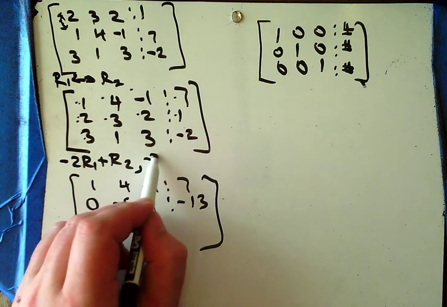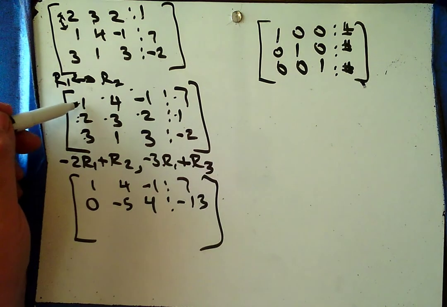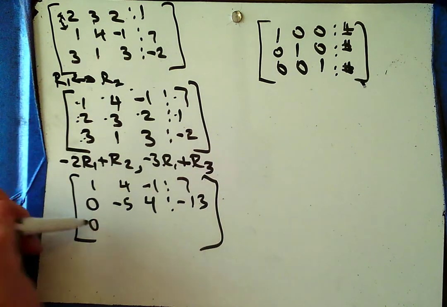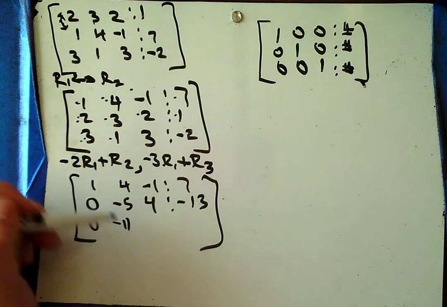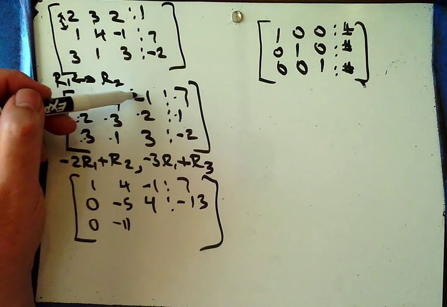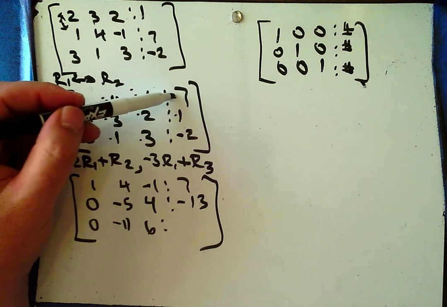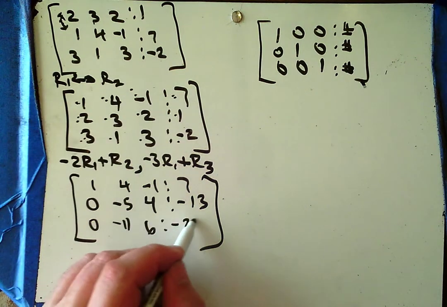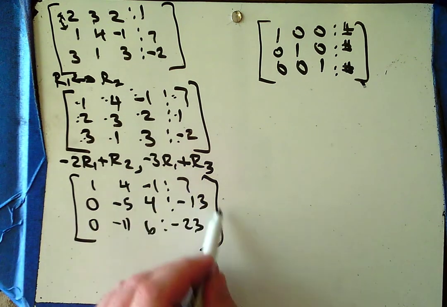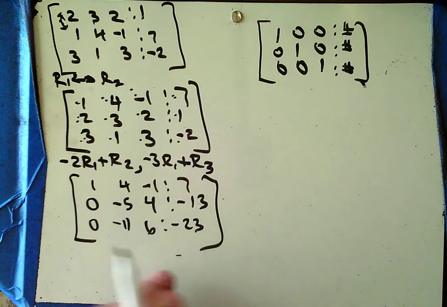Okay? We could also do, because remember we want to use this to turn this into 0, we could do negative 3 row 1 plus row 3. So negative 3 times this plus this. Negative 3 times this is negative 12 plus this is negative 11. Negative 3 times this is 3 plus 3 is 6. And negative 3 times this is negative 21 minus 2 is negative 23. You may remember this as our two variable equations.